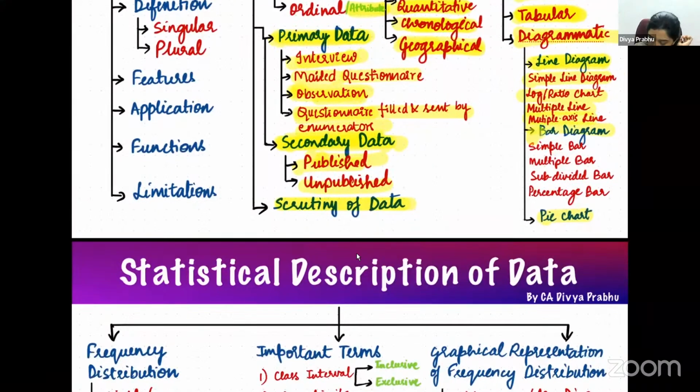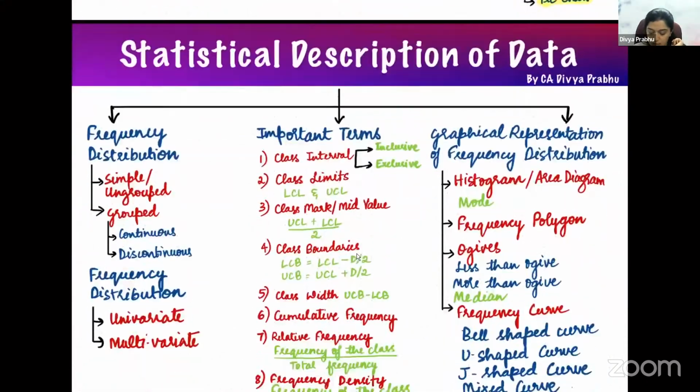The next is bar diagram. Bar diagrams also, there is simple bar diagram, multiple, subdivided, percentage. All these also you have to read very carefully. For what situation, what type of bar diagram will be used. This also can be asked as a theory question.